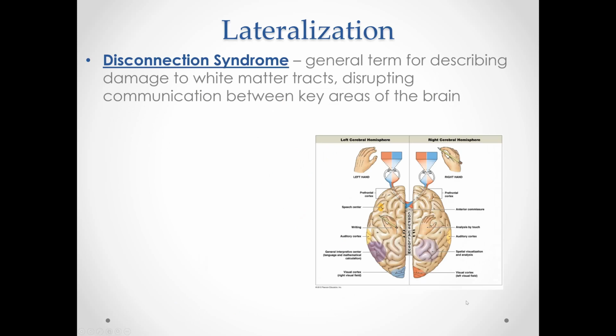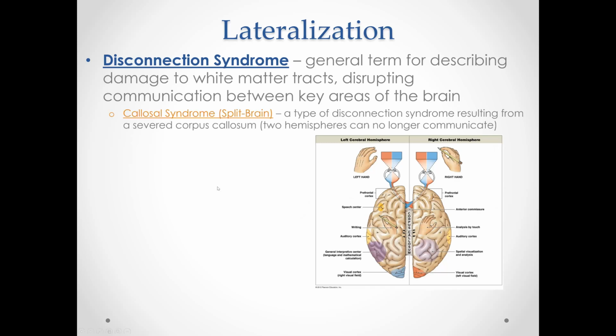Disconnection syndrome is a term that we use to describe any condition or damage to white matter tracts. Again, remember, white matter tracts are myelinated axons, so they carry information from one place to another. Any damage to these tracts can disrupt the communication between different areas of the brain. And of course, the result is going to depend on specifically which areas of the brain get separated and can no longer communicate with each other.